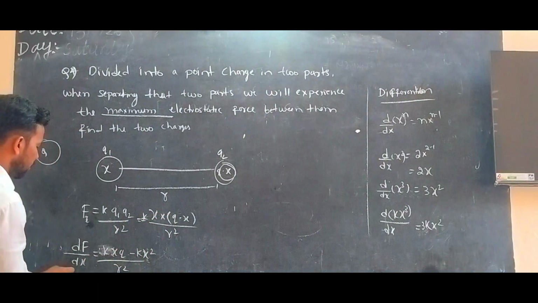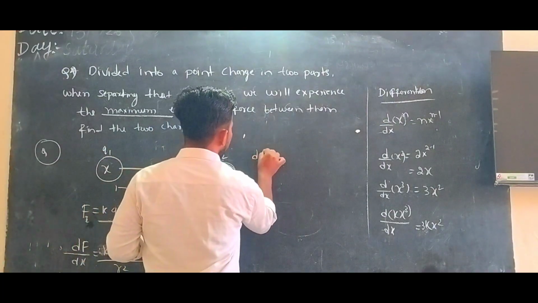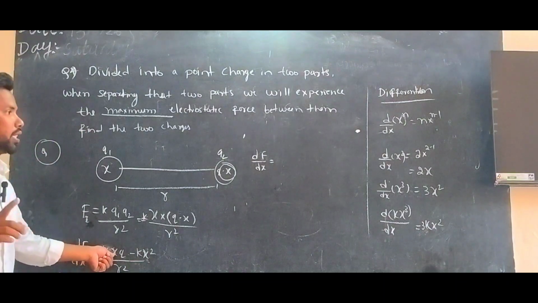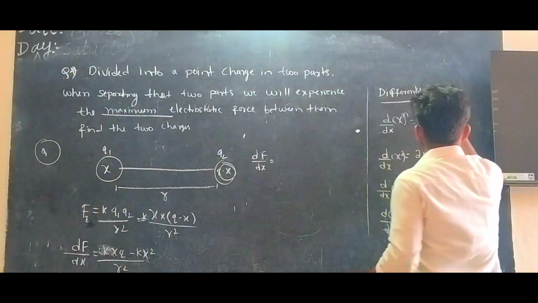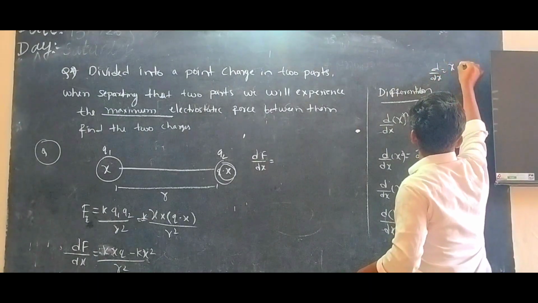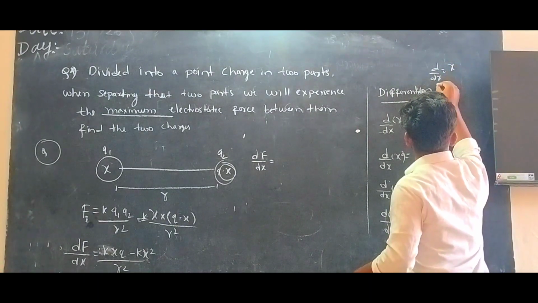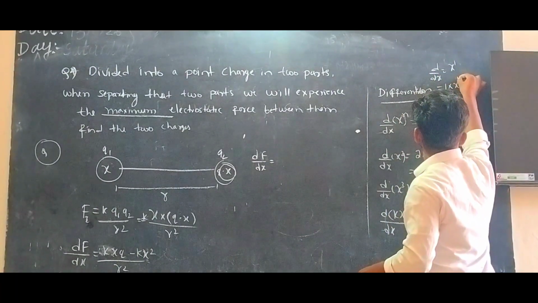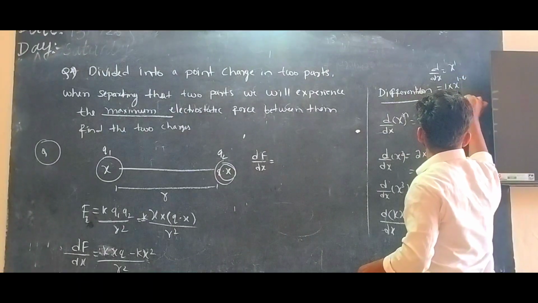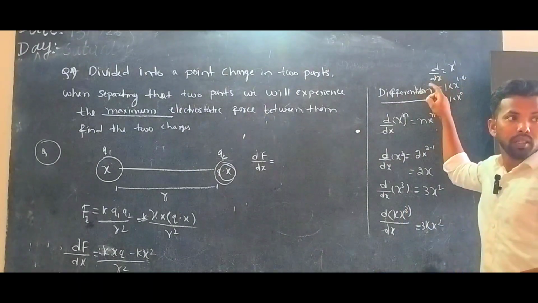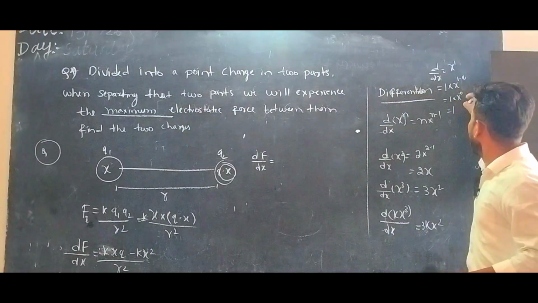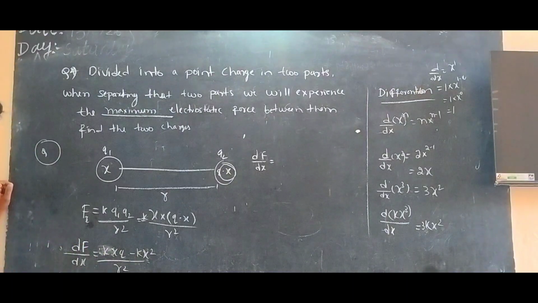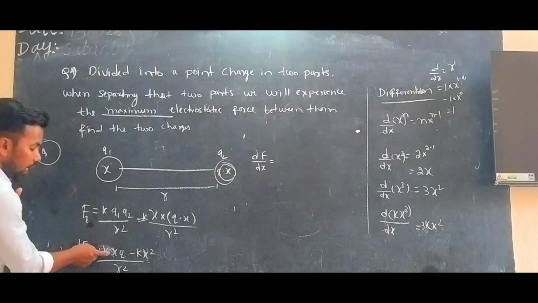So now let us differentiate this. dF by dx is equal to what? What is the differentiation of x with respect to x? Using n x to the power n minus 1, here n is 1, so 1 into x to the power 1 minus 1, which is x to the power 0. Any number to the power 0 is 1. So the differentiation of x is exactly 1.